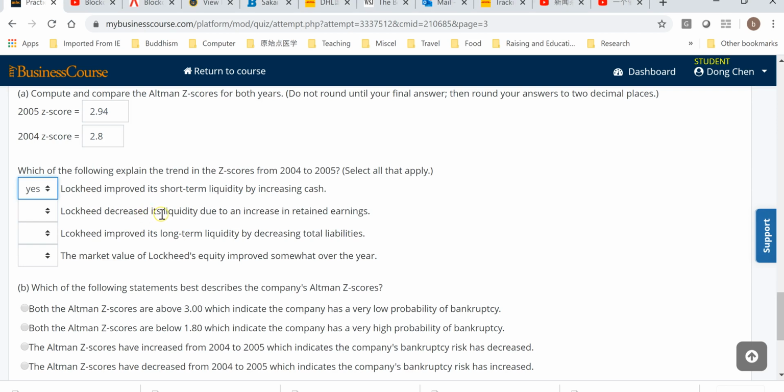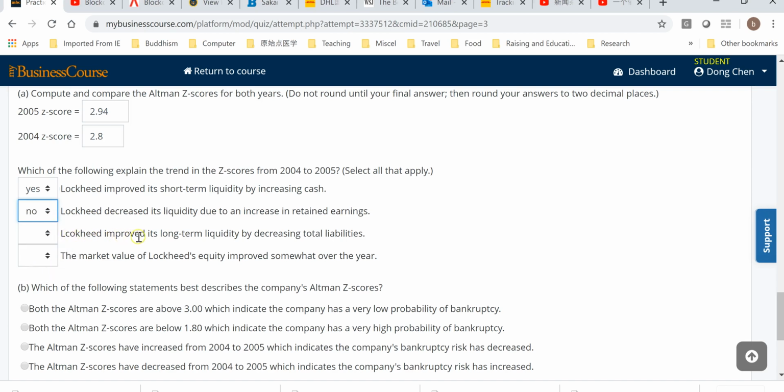Lockheed decreased its liquidity due to an increase in retained earnings. This doesn't sound to be the correct statement, right? Because retained earnings has little to do with liquidity position. Liquidity is mainly measured by short-term assets versus short-term liabilities, right? We have the current ratio, we have the quick ratio, we have the net working capital, those kinds of variables that can measure liquidity. But retained earnings is not part of that measurement. So this is not correct.